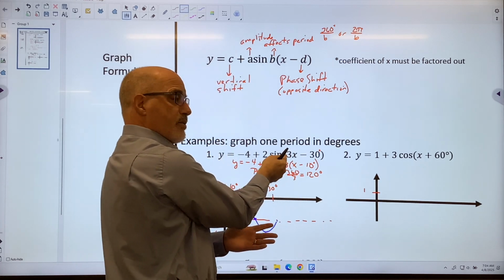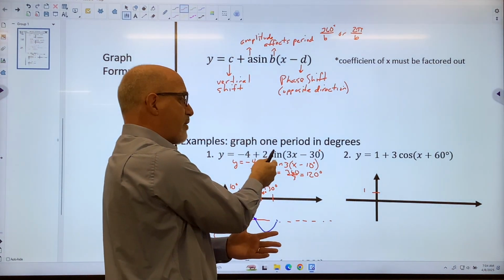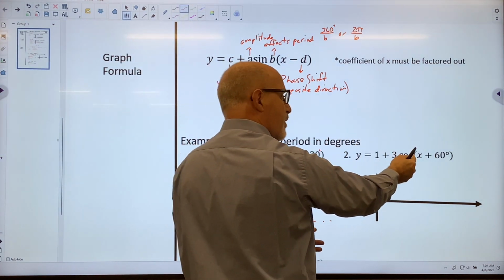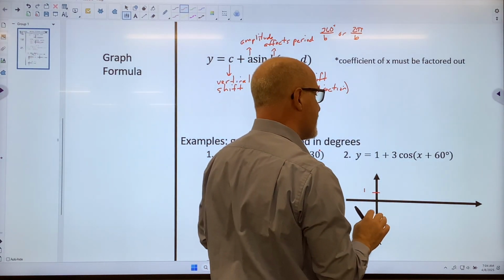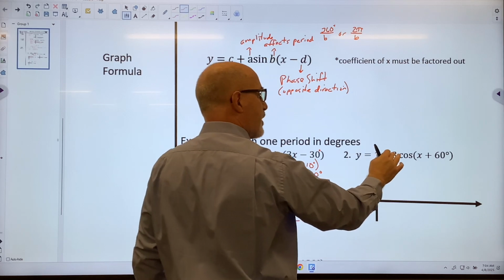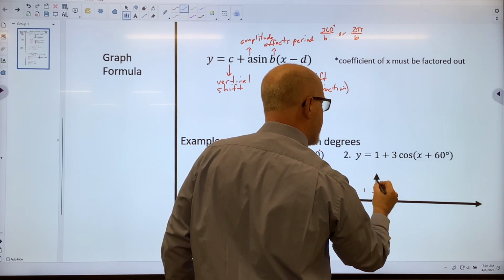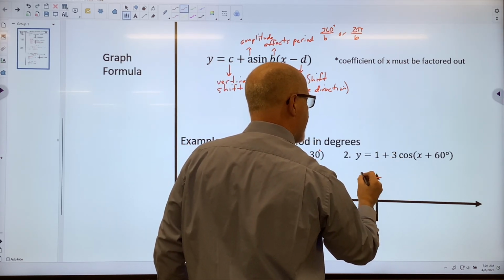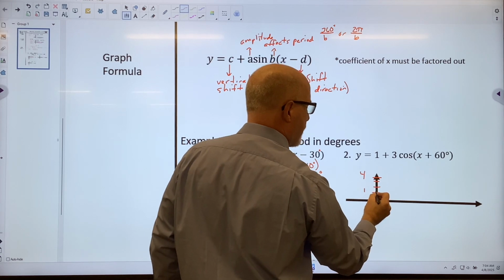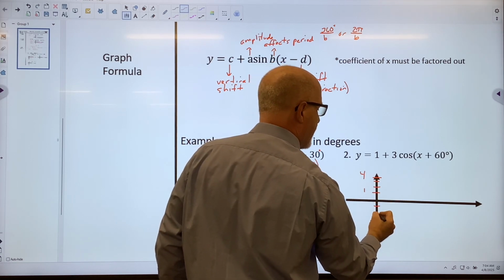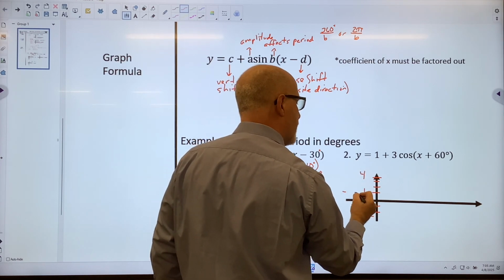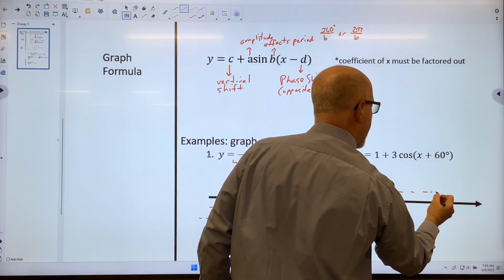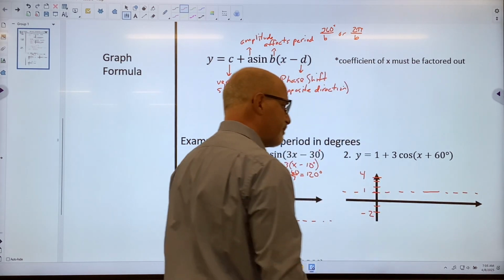So just like here, there's a number in front of the x that we want to factor out. This one has no number in front of the x, so it's in good shape for what our horizontal shift is going to be. So this one, I'm going to go up 3 units. So 1, 2, 3, up to 4. And I'm going to go down 3 units, down to 0, -1, -2. So I go 3 units above the new midline and 3 units below it.